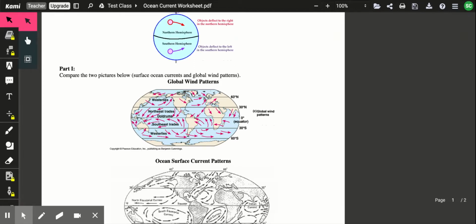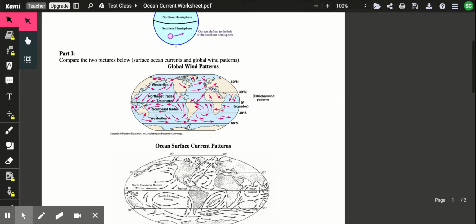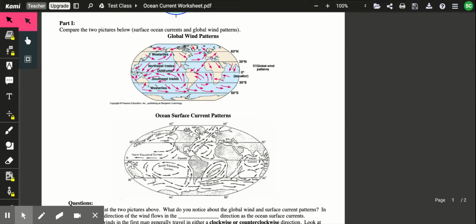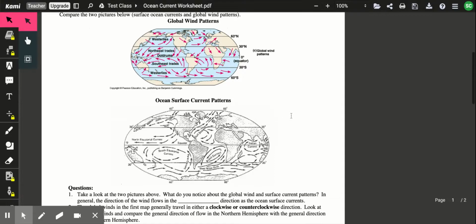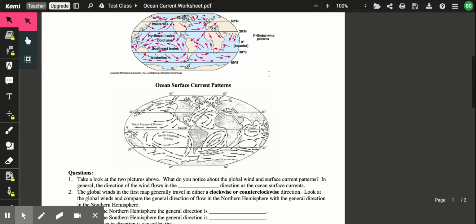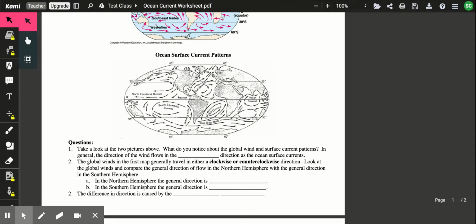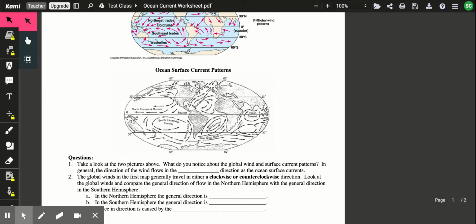I hope we can get back to class soon so we can actually do a demonstration of this. Part 1, they want you to compare the two pictures below. It has the ocean surface current patterns and then global wind patterns, and we're getting familiar with our equator and then 30 to 60 degrees north and 30 to 60 degrees south. Same thing here. This is showing ocean currents and this is showing wind. So take a look at the two pictures, and what do you notice about the global wind and surface current patterns? In general, the direction of the wind flows in the blank direction as the ocean surface currents. So just look at your arrows. Is it going clockwise or counterclockwise?